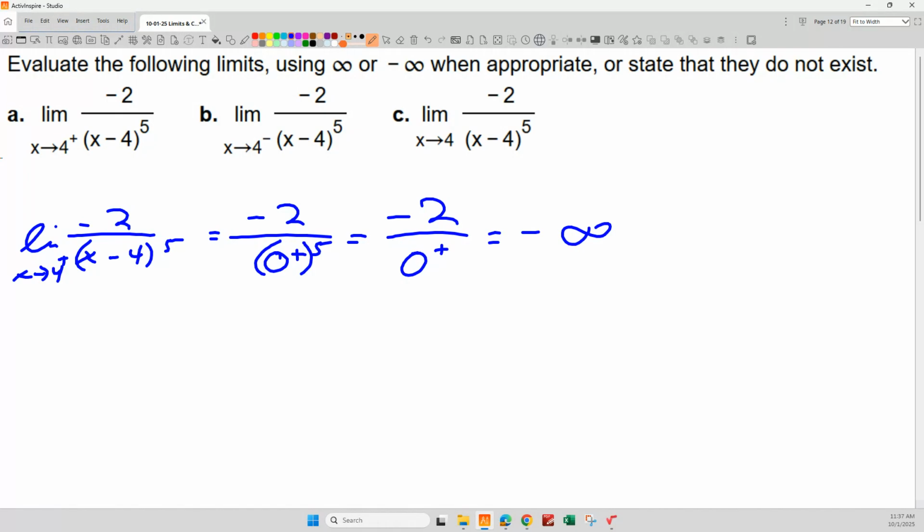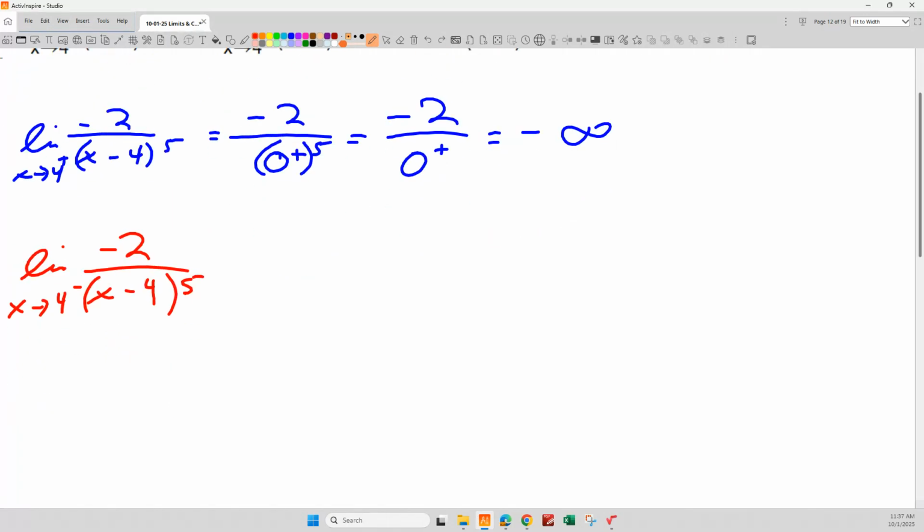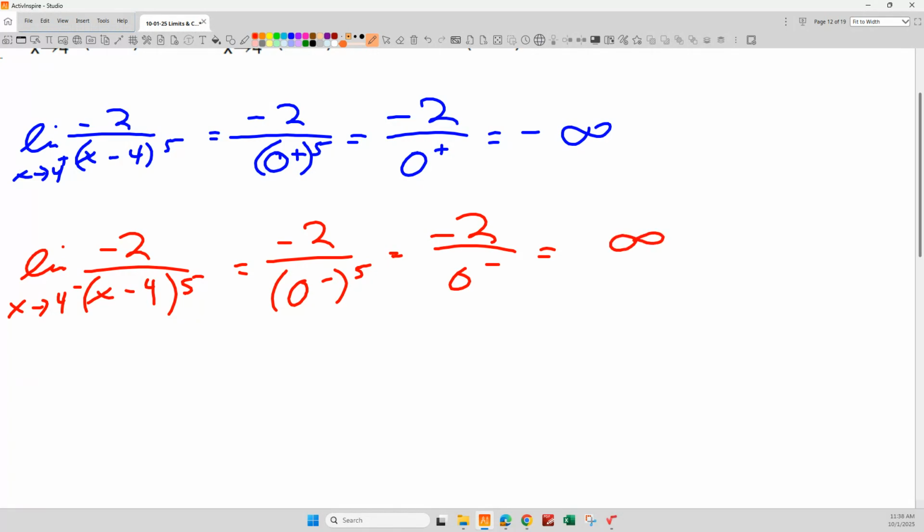Okay, how about B? The limit of negative 2 over the quantity x minus 4 to the 5th as x approaches 4 from the left. Well, what's that going to give me if I evaluate directly? Negative 2 over 0 minus to the 5th. What's 0 minus to the 5th? 0 minus, yeah, because a negative number to an odd power is negative. So the outcome is then positive infinity.